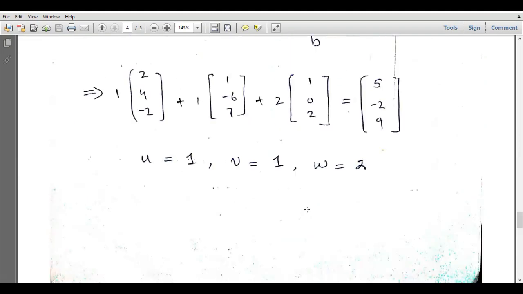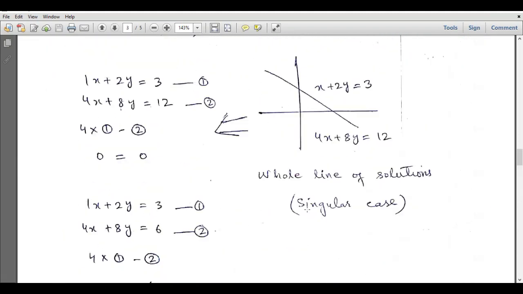So that is all about today's lecture on the introduction of linear algebra and simultaneous equations.